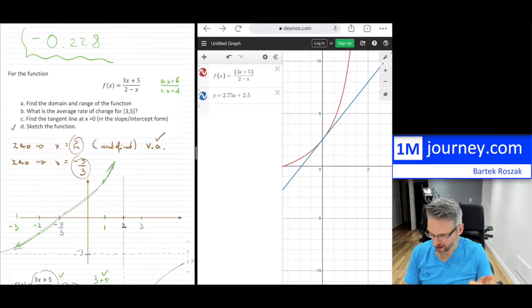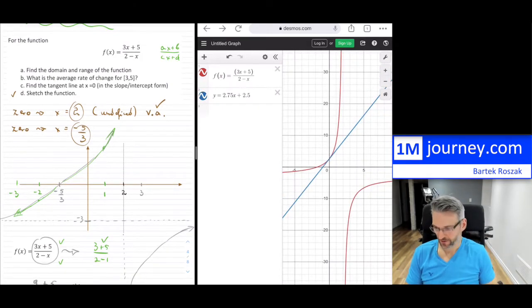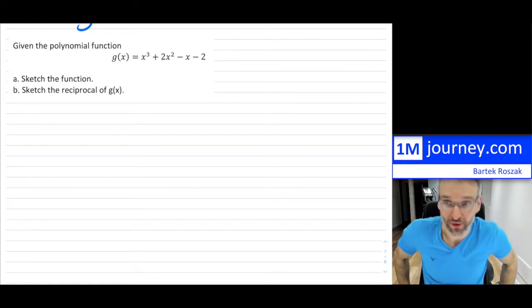So we found the domain, found the range, found the average rate, the tangent line, and we sketched it. We've also seen the sketch here. So that's question 2. Let's take a look at question 3. Here is question number 3 for us.